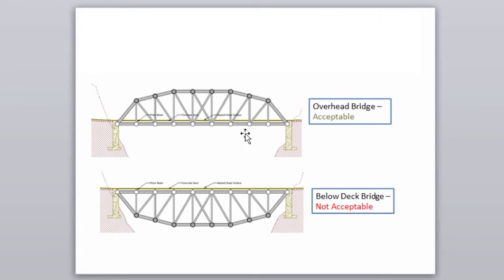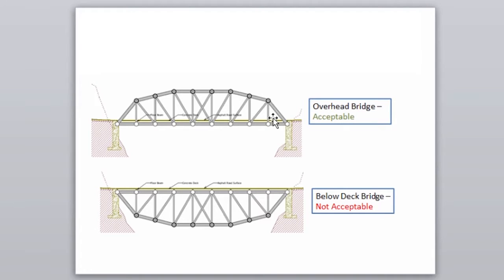So what do I mean by that? Here we have two examples. The top one is an overhead bridge configuration, whereby all the members of the bridge are above the two supports on either side of the bridge. This is acceptable. The bottom one is a below deck bridge configuration, whereby members, or in this case all the members essentially, are below the support level of the two piers at either end of the bridge. This last example is not acceptable.